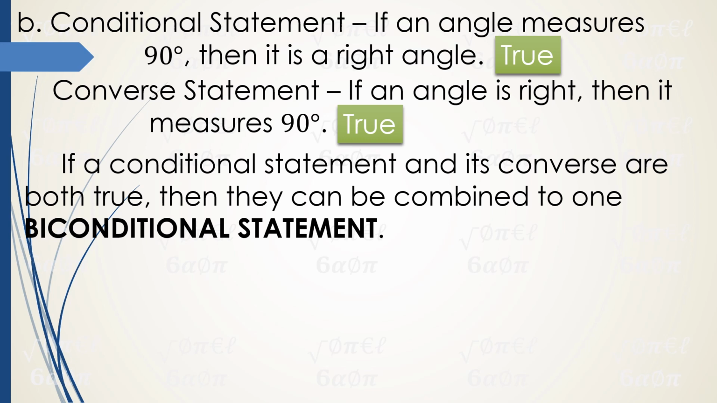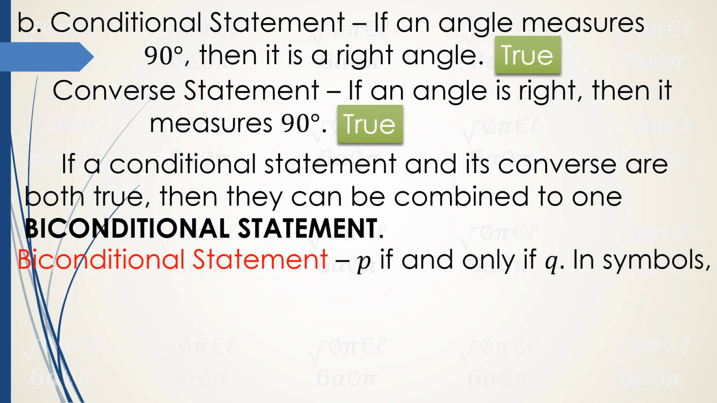Kapag yung conditional natin tsaka yung converse natin ay parehas nag-true, pwede natin siyang pagsamahin into one biconditional statement. Okay, yung biconditional statement, P if and only if Q. Again, nagagawa lang yan pag parehas true yung conditional at saka yung converse. In symbols, yan po yung mathematical symbol ng if and only if. Ganito po siya. So, kaya nga siya tinawag na biconditional. In both conditions, true po tayo.